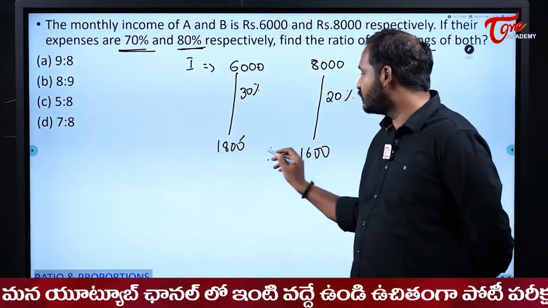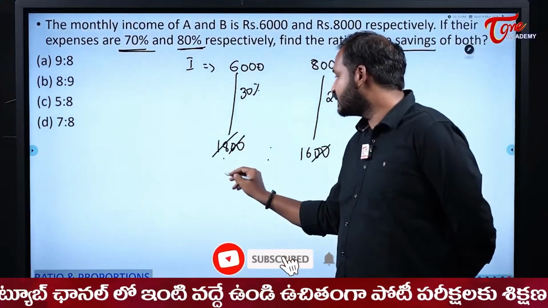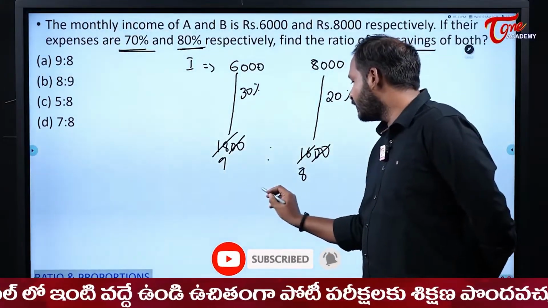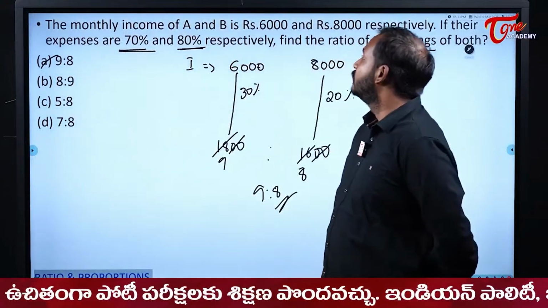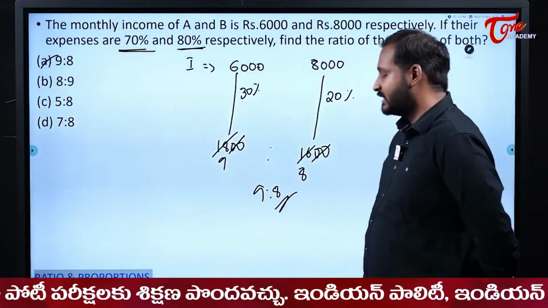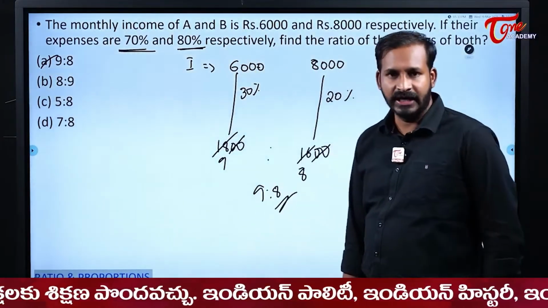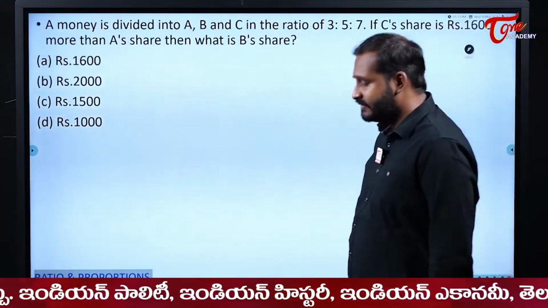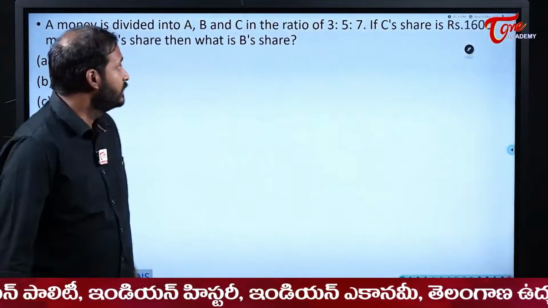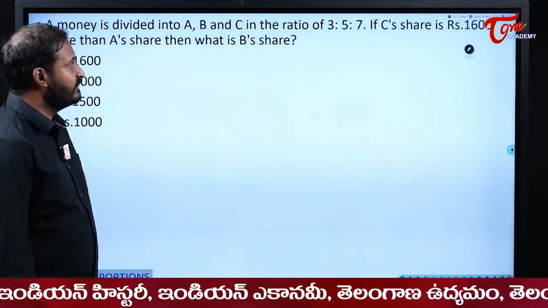Now the ratio between these two things. What will happen here? Two zeros get cancelled. Here it is 9 and here it is 8. So the ratio between them becomes what for me here? 9:8. So the ratio of their savings is 9:8. Okay. Next one.